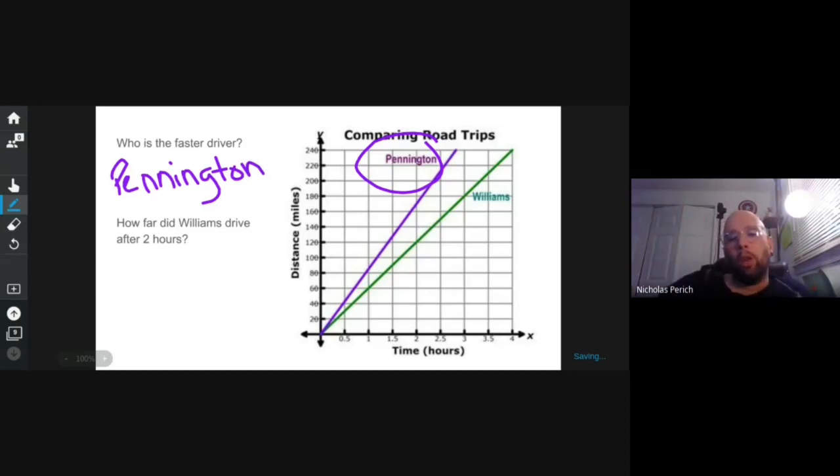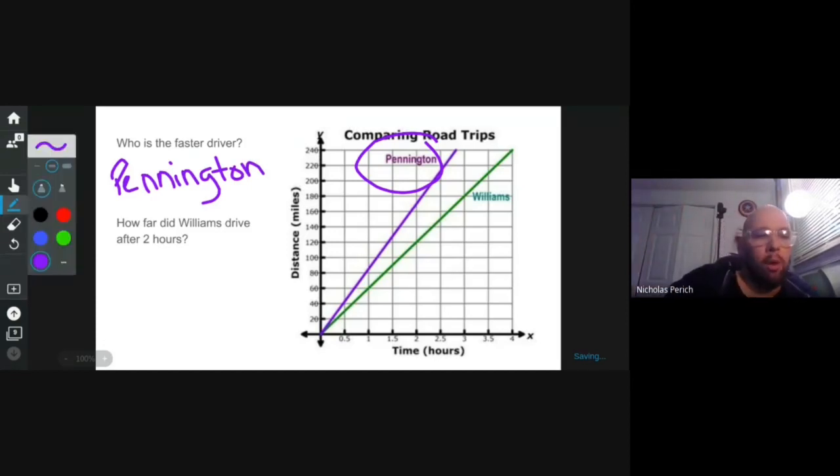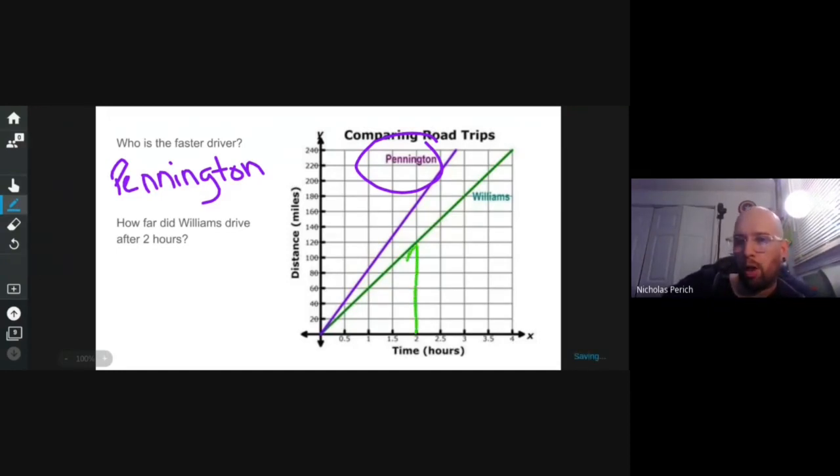How far did Williams drive after 2 hours? All right, well, Williams is the green line. Let's go to 2 hours. Let's go up here. There's our line. Boop. That matches up with that, which is 120 miles.